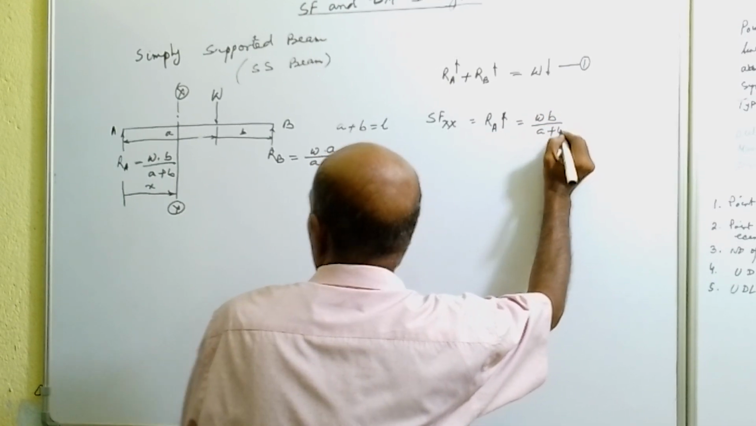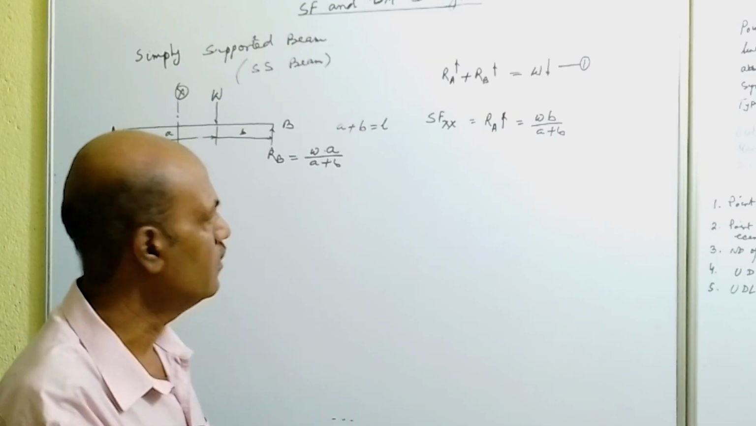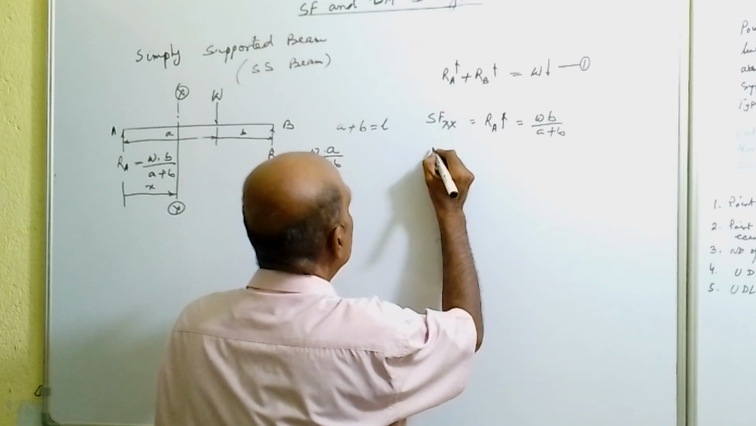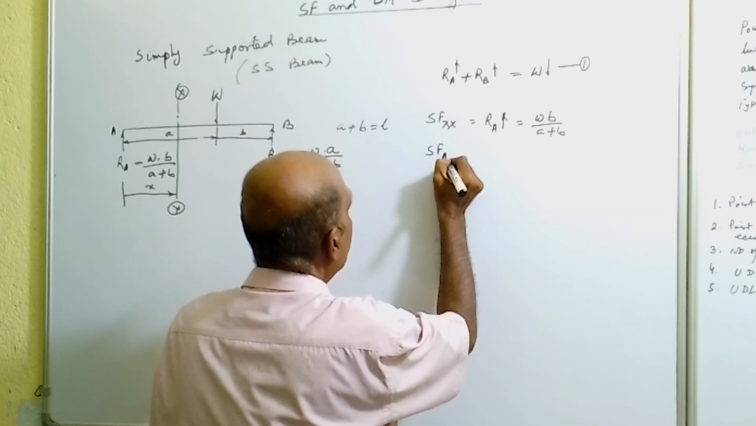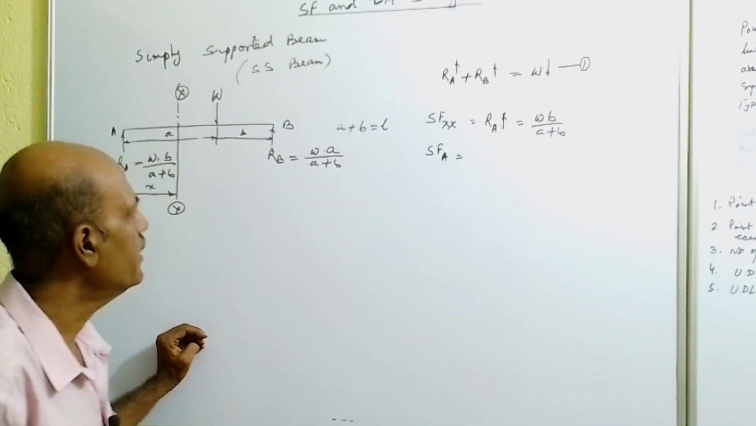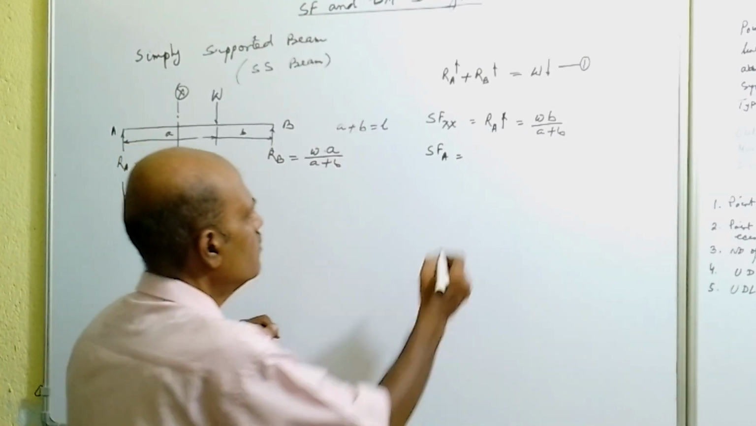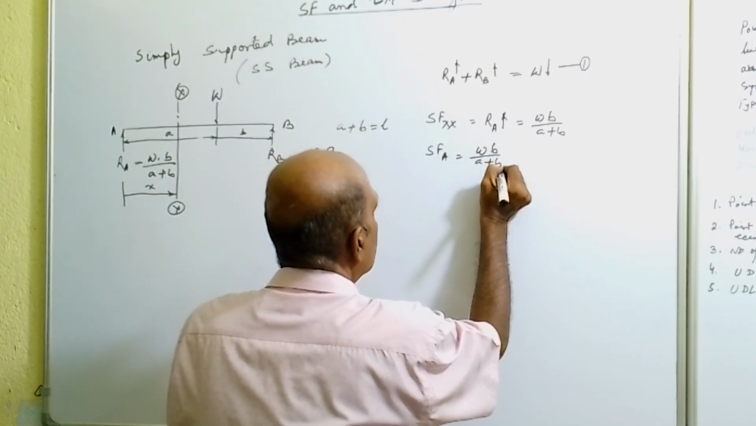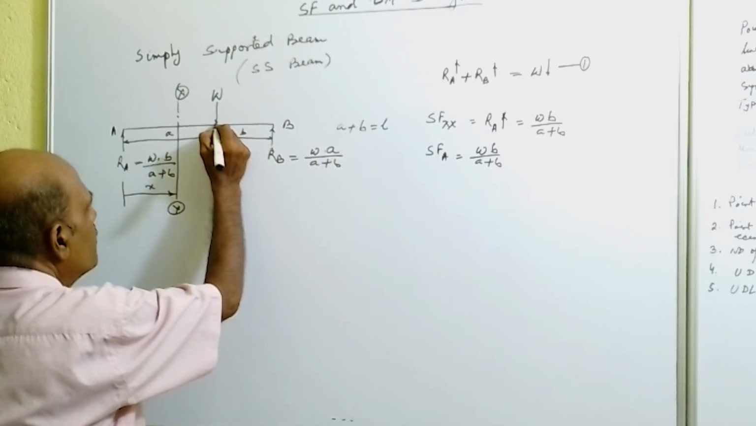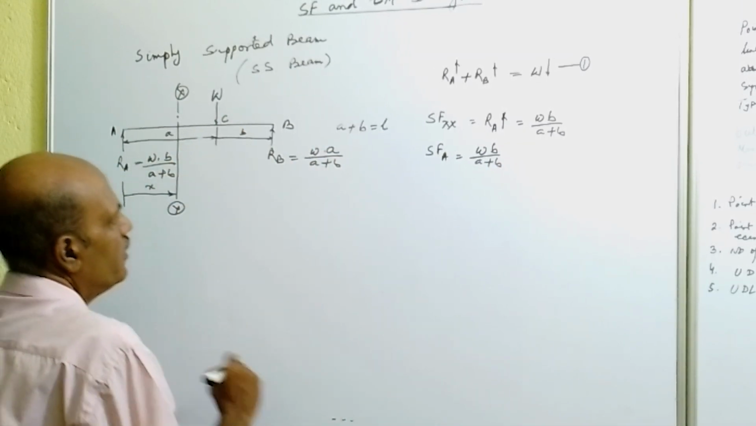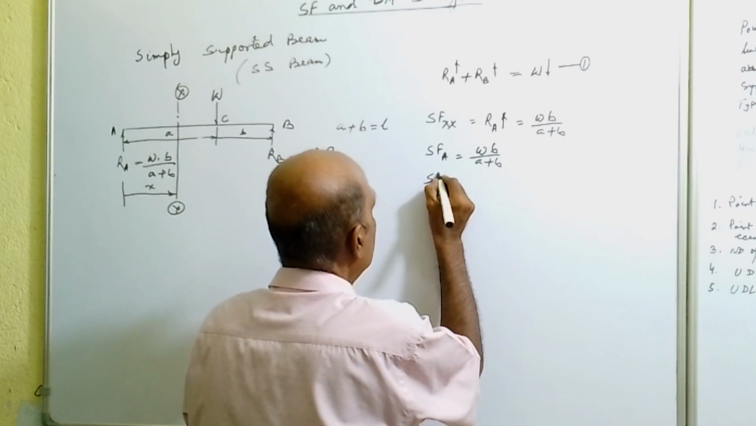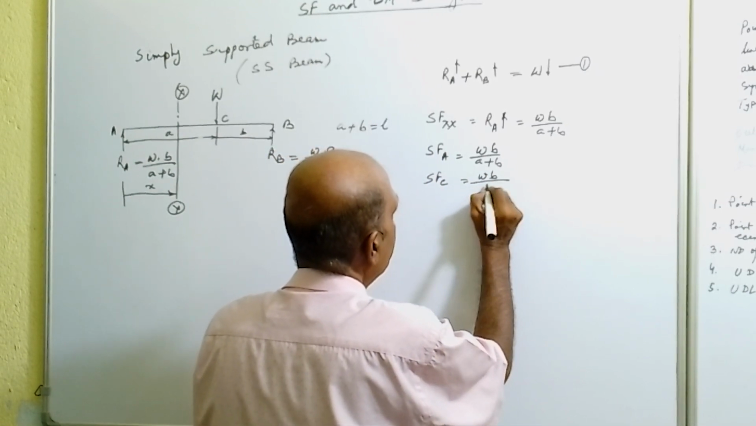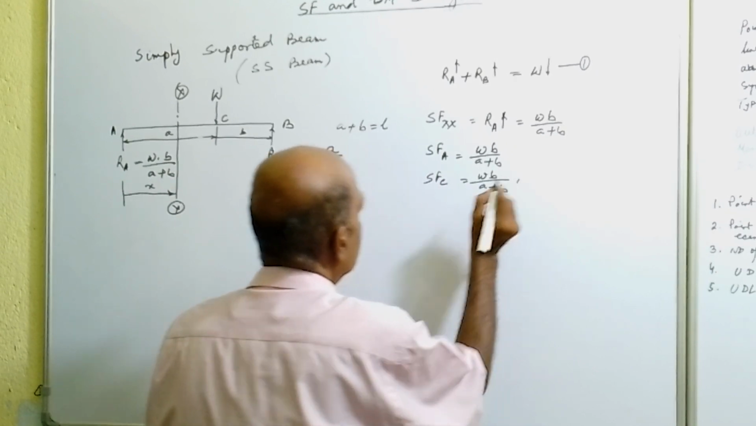Now slide the section to point A. We will get the shear force at point A equal to WB by A plus B. Slide the section to this point, say this point is named C. We will get the shear force at point C also remaining the same, WB by A plus B.